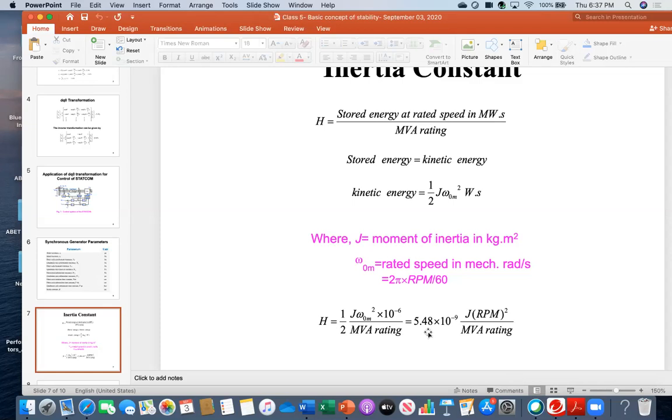H is 5.48 times 10 to the power minus 9, J RPM squared over MVA rating. After putting this in, because that is getting squared, after manipulating you get this. So everybody, please write down the last equation in your notes: H equals this thing. Right now, note it down. Soon I will be discussing a numerical problem, and at that time you will need this equation.